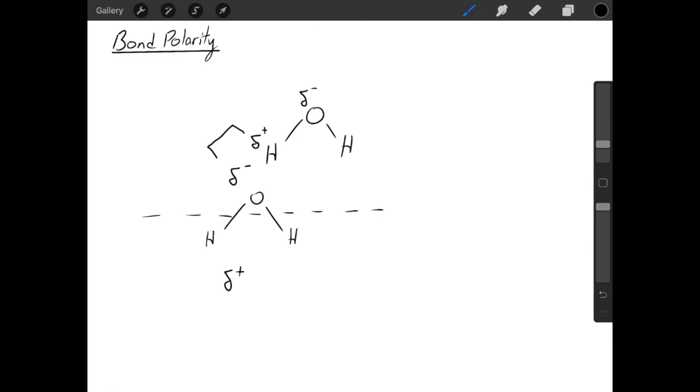And this has all sorts of implications for the properties of water. And by extension, any polar molecule is going to have interactions with itself and with other molecules. So there are implications for the properties of almost all molecules.